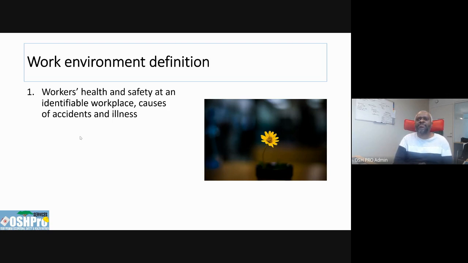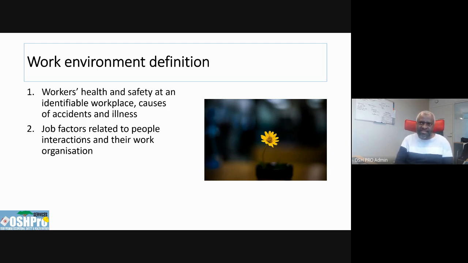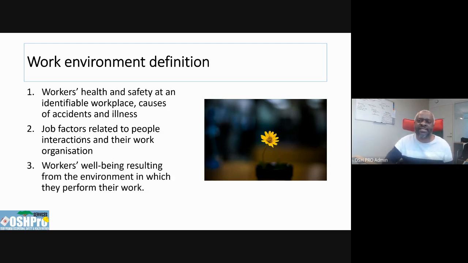Okay. So first we have the identifiable workplace. That's a place where there can be causes of accident and illnesses. And then the job factors related to people interactions and their work organization. Because we don't work isolated as an island, we work with other people. So the interactions related to people and their work organization. And finally, workers' well-being resulting from the environment in which they perform their work. So all this will be defining what work environment is. It's not just the building, or just the people you work with, or the type of work you do, but a combination of all this will define work environment.